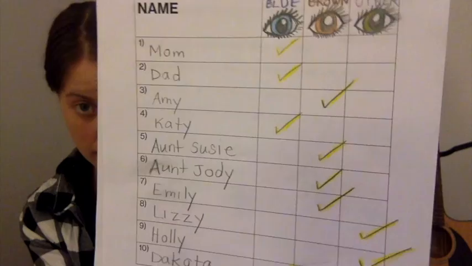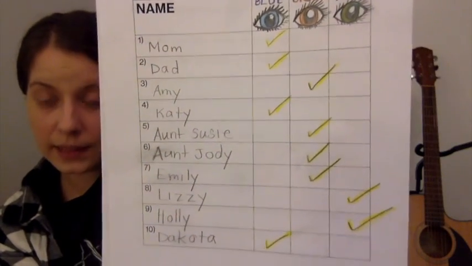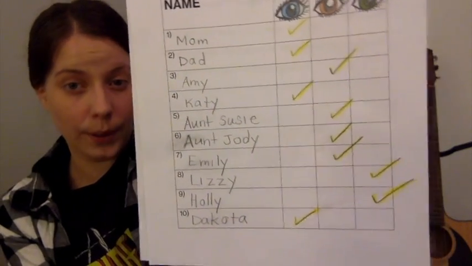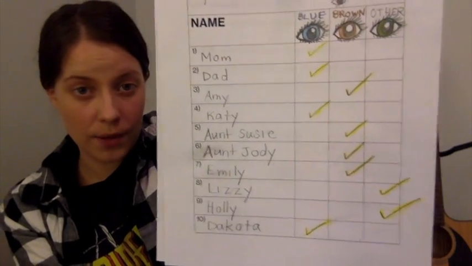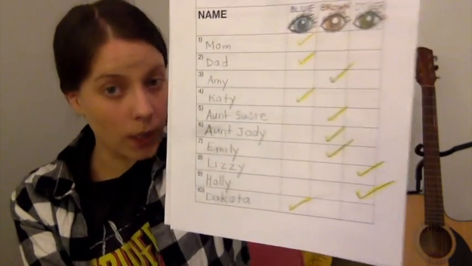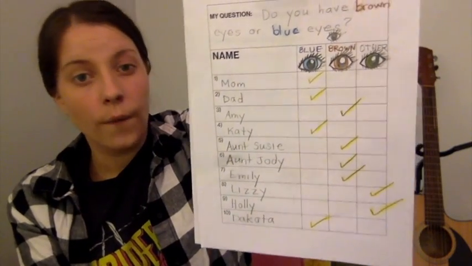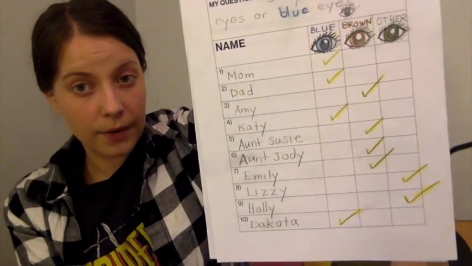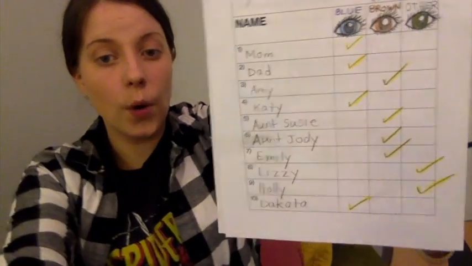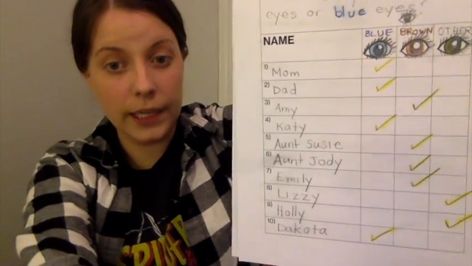So my survey, I found that there were an equal number of people who had brown and blue eyes. There were 4 people that had blue eyes, 4 people that had brown eyes. 4 and 4 are equal numbers. And that there were 2 people that had a different color than blue or brown. So my friends, I'm interested to know what kind of survey question you might ask.